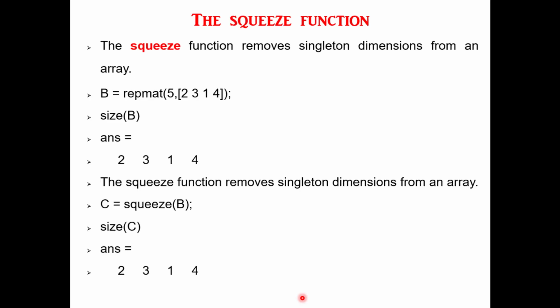The next function to consider is the squeeze function, which removes singleton dimensions from an array. For example, given the array B with size 2, 3, 1, 4 in the first, second, third, and fourth dimensions respectively, we call the squeeze function and look at the size of the new array created. You see the singleton dimension has been removed. Thus, by squeezing B, we remove the singleton dimension and we have 2, 3, 4 as the new size of the array created.